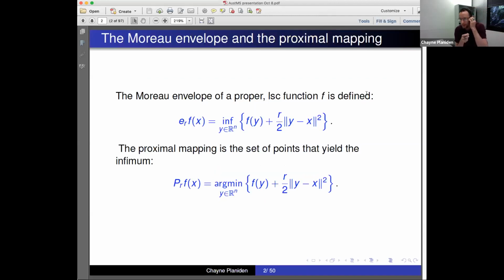So let's talk about the VOO algorithm and how it's composed first of all. We use the Moreau envelope and the proximal mapping of a proper LSC function. The objective function is proper and LSC. So here's the definition of the Moreau envelope. It is the infimum of the function plus this quadratic penalty function. And then the proximal mapping, which in the convex setting is just a proximal point, a unique point, is the set of minimizers.